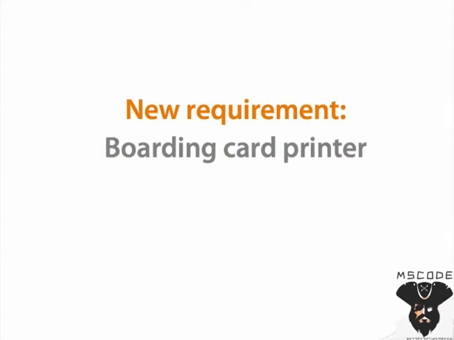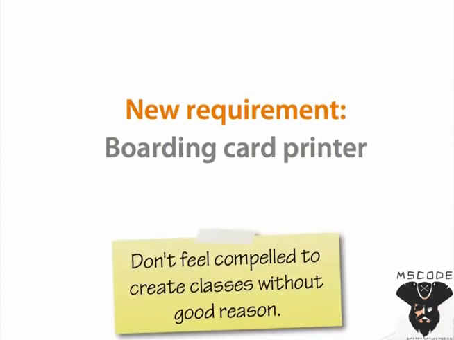Now we'll show how it's quite possible to write nice object-oriented code without needing classes. We have a requirement to produce boarding cards for our passengers in alphabetical order. However, we realize that the flight class is probably not a good home for details of printing boarding passes. We could go ahead and create a boarding card printer class, but that's probably overkill. Remember that functions are objects too, and are perfectly sufficient for many cases. Don't feel compelled to make classes and objects without good reason.